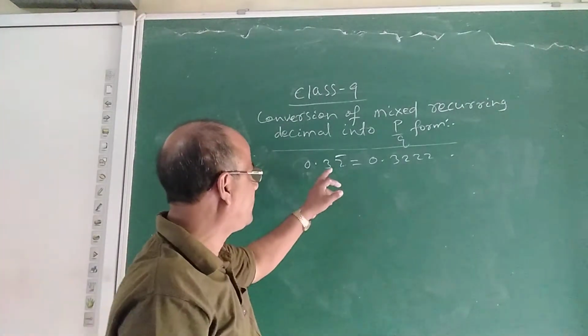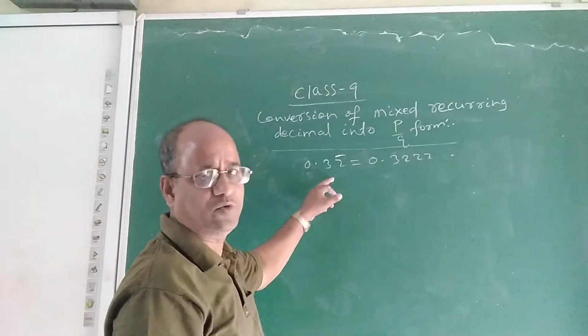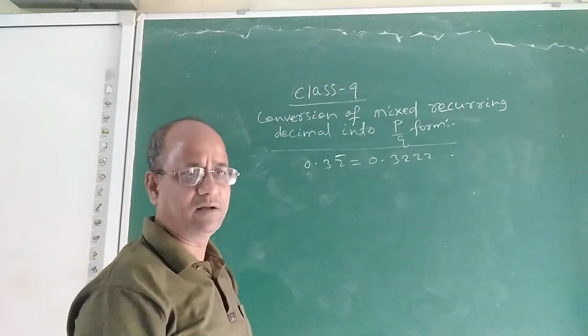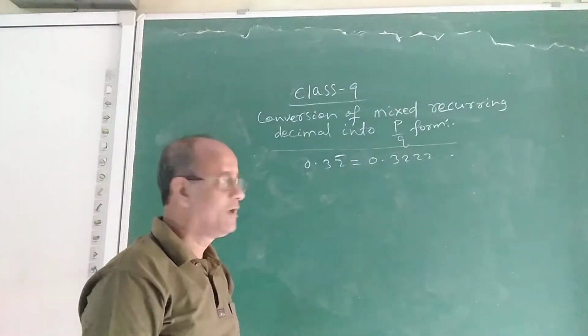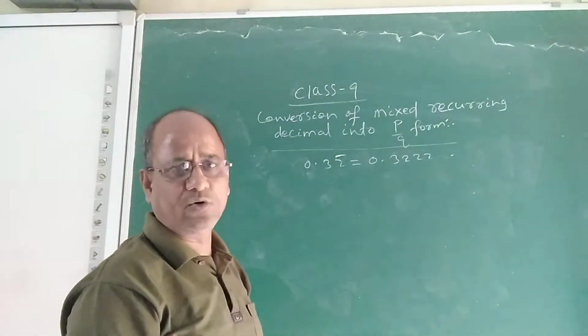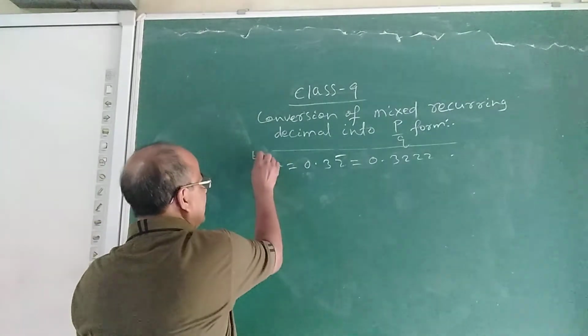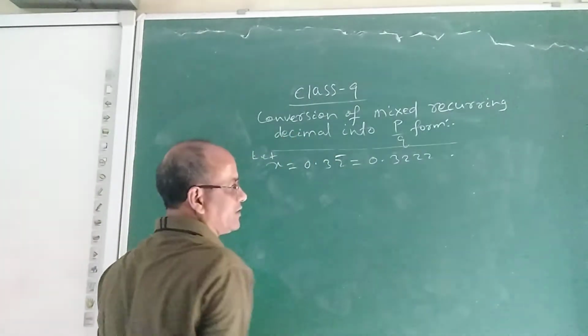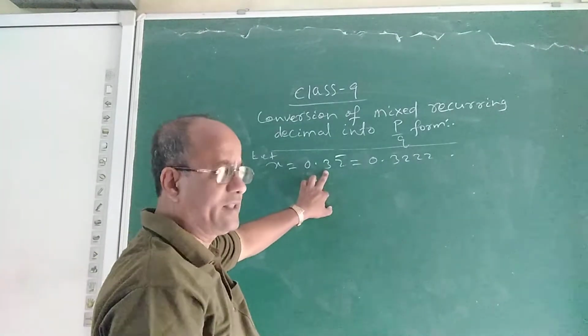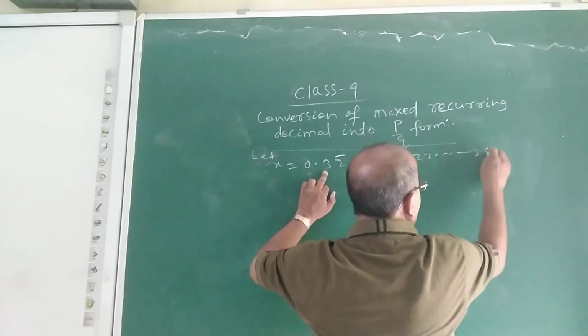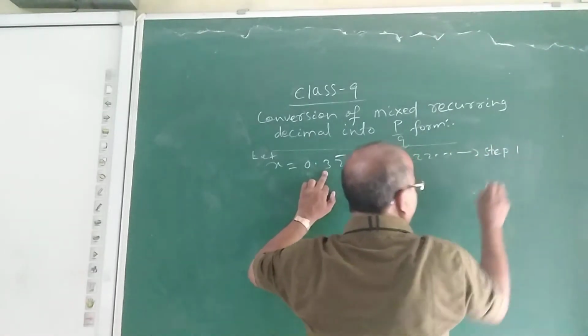So how to convert or express it in P by Q form or rational number form? We will follow the same process that we followed to convert a pure recurring decimal into P by Q form. What is the first step? First step is you take x, let us suppose x equal to 0.32 bar. This is your step 1.